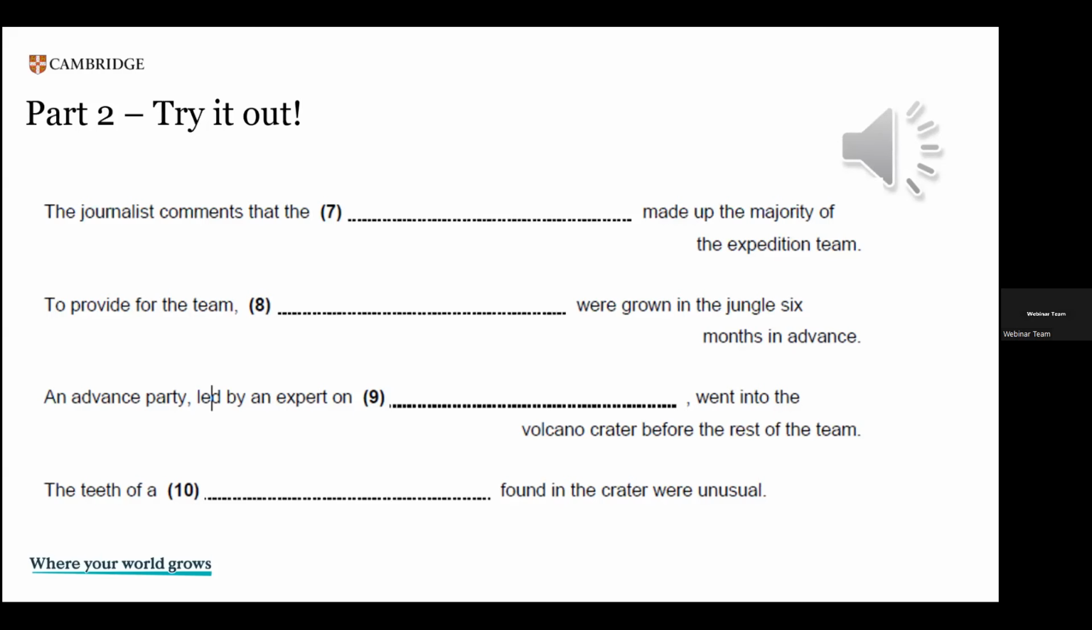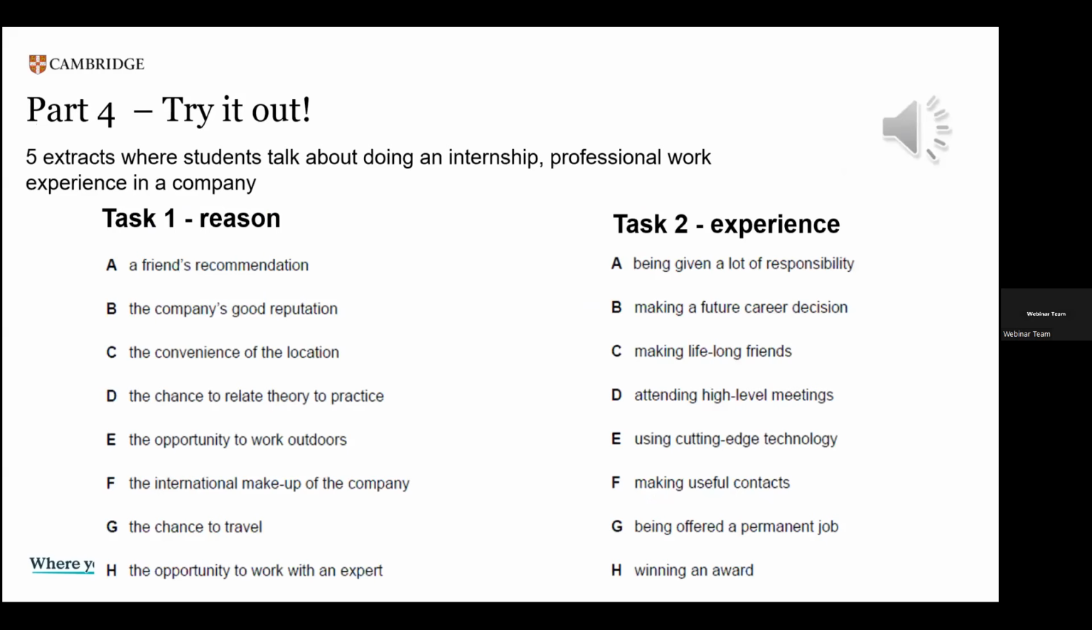And in part four, this is the one that everybody loves. You have to answer task one and task two about the same speakers in the same listenings. So you listen twice to the speakers, but you have to answer both tasks in those two listenings. It's very, very similar to the C1 format. And you notice that we're looking for reason in task one and experience in task two.